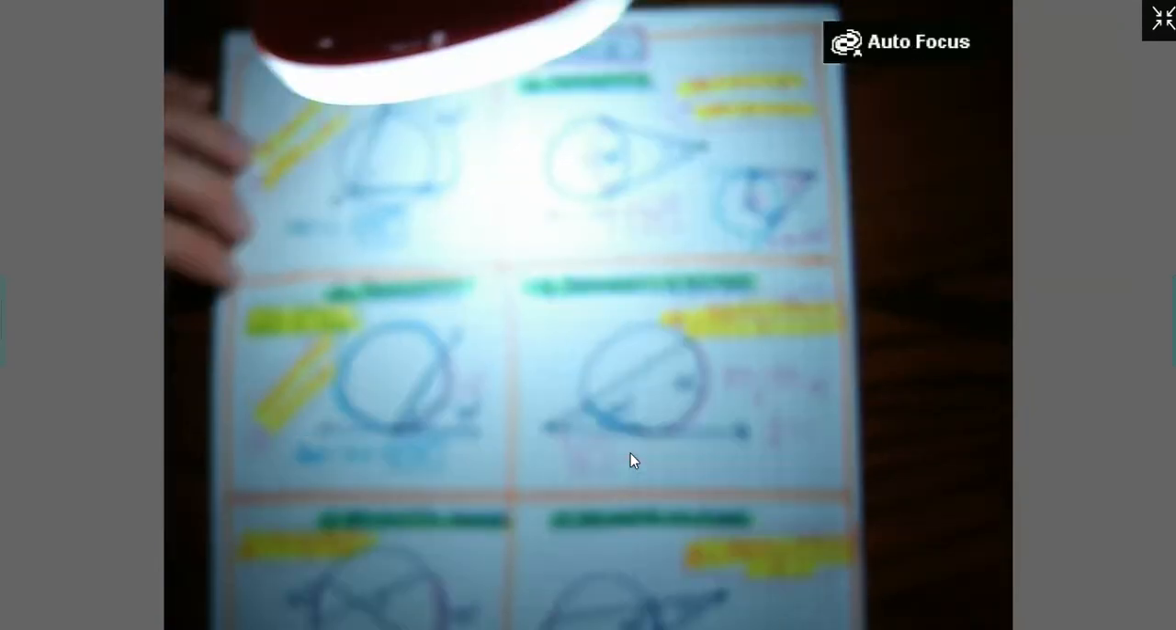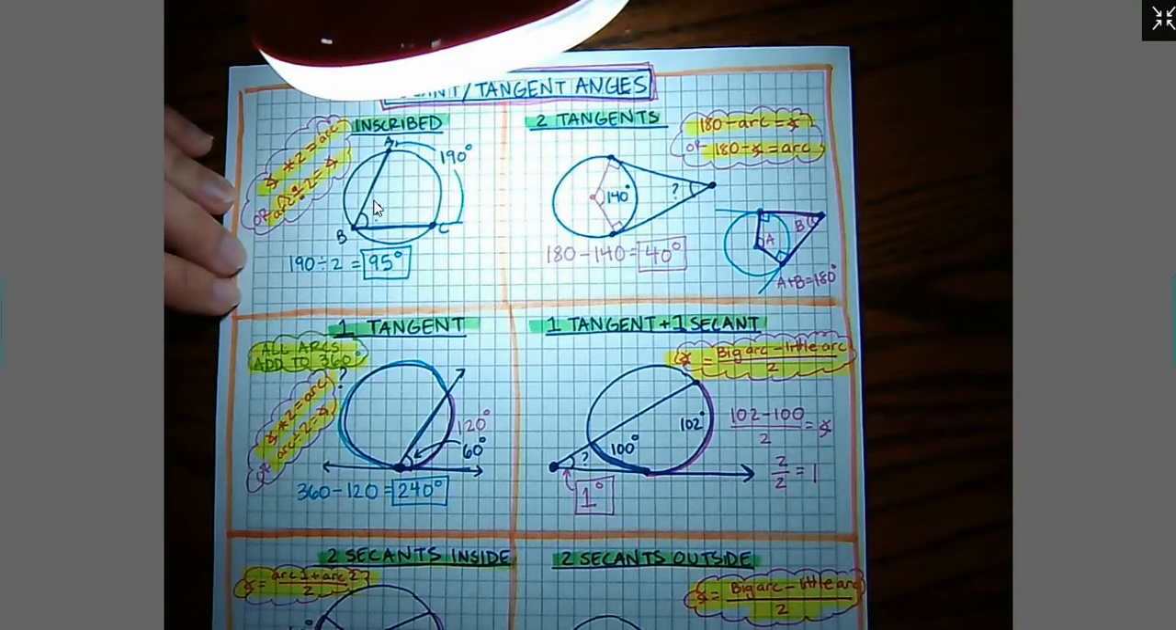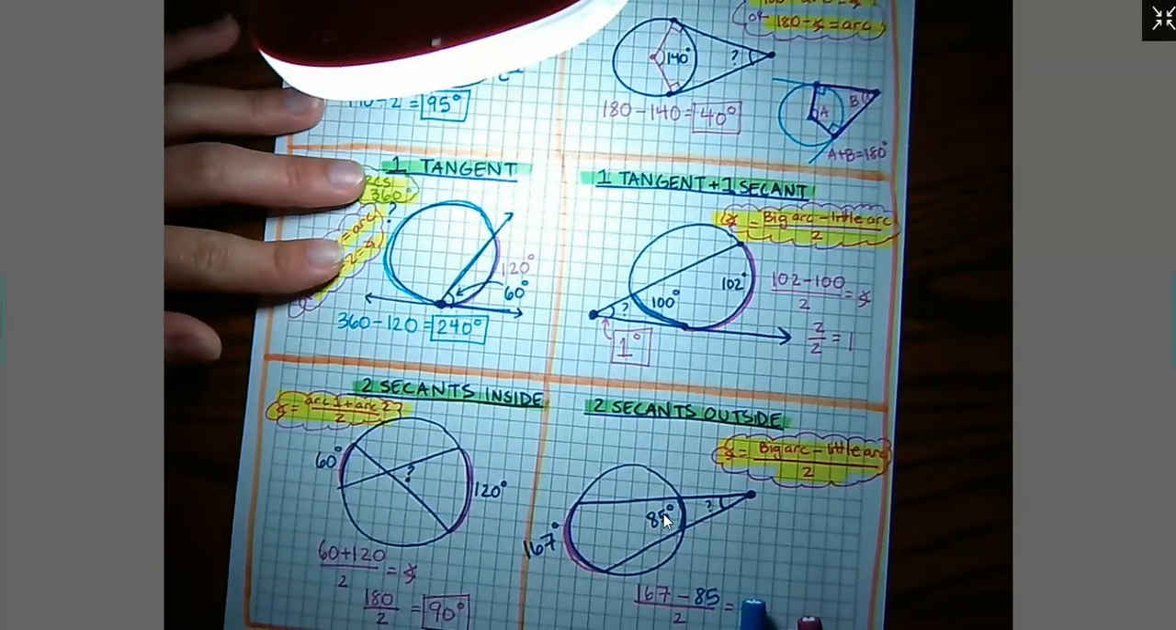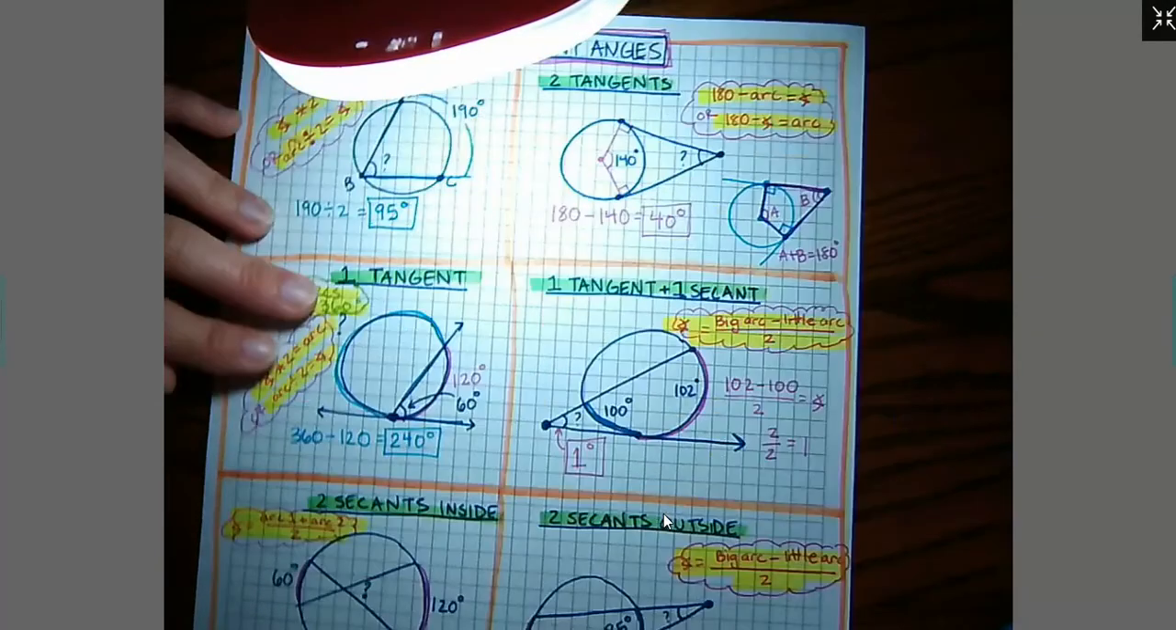But here are the notes. And again, this should pretty much line up with 1, 2, 3, 4, 5, 6. And 7 and 8 are just extra examples of those two things.